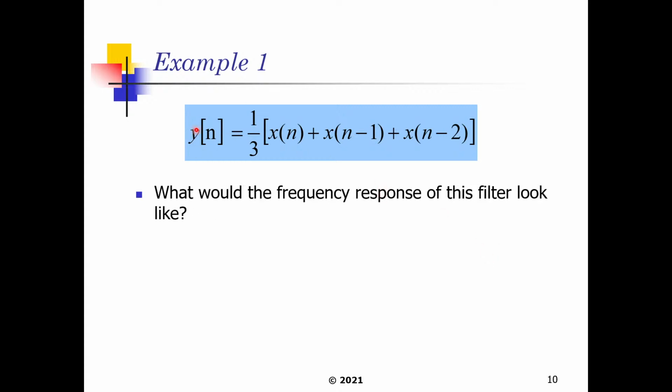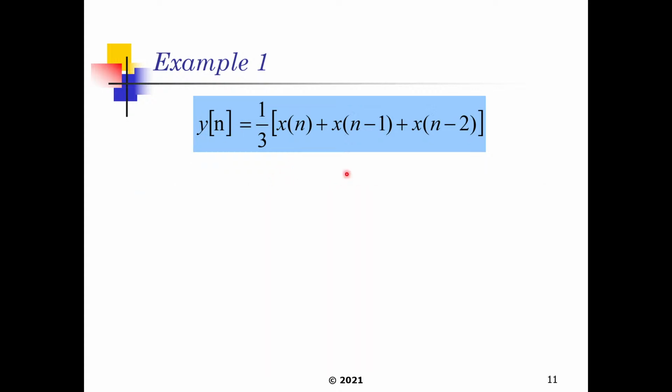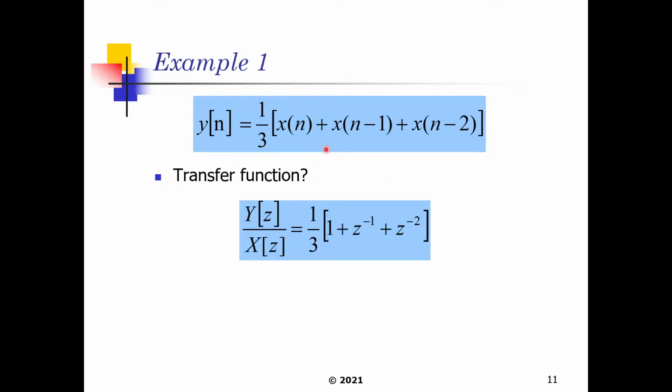So a typical question is, we have the filter design here in discretized time, given by our difference equation, but what's going to be the frequency response of this filter? So we need to move this from its difference equation form into its equivalent z transfer function. That as such, Y(z) divided by X(z) is just going to be a third, and each one of these delays here, where n is just 1, n minus 1 is z to the negative 1, and n minus 2 is just going to be z to the negative 2.